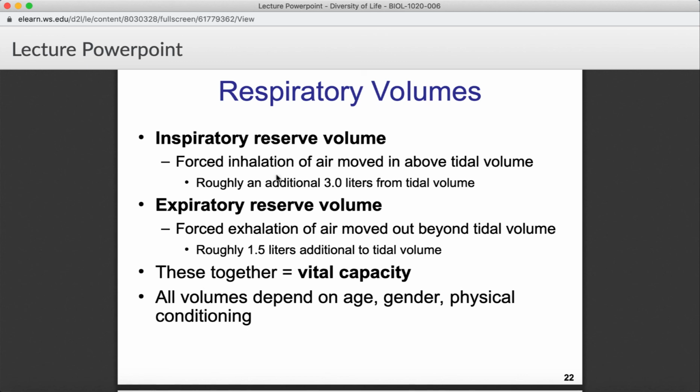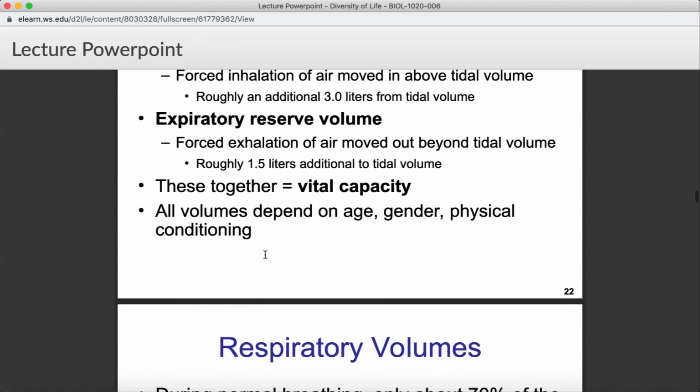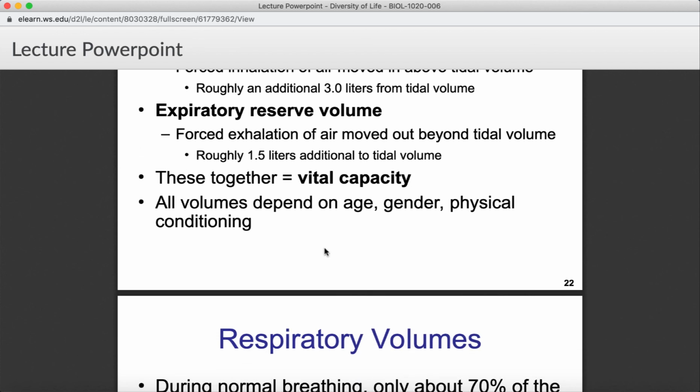Your inspiratory reserve volume is forced air inhalation moved in addition to the tidal volume. So basically just as much as you can forcibly inhale. You can usually get about 3 liters above tidal volume. And then expiratory reserve volume is how much you can forcefully exhale, which is usually about 1.5 liters. And together those are your vital capacity.